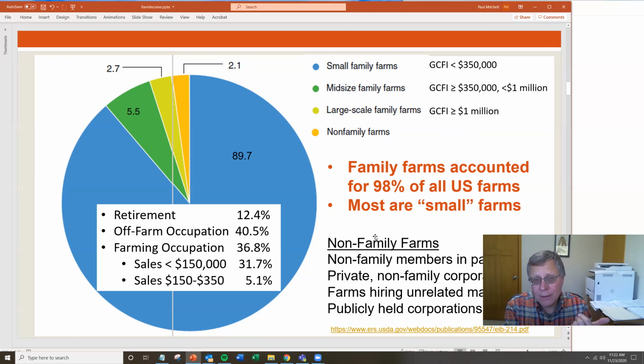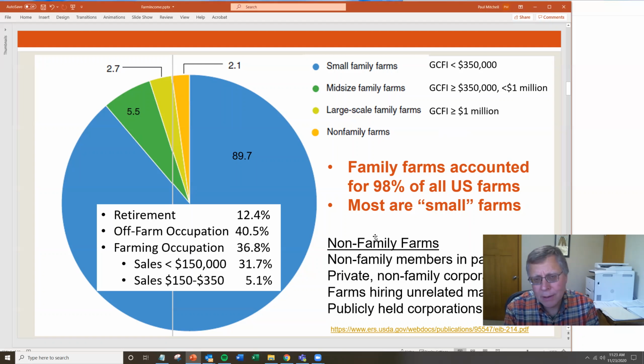And then you've got the last two categories. There are farms hiring unrelated managers. So this might be somebody who has a full-time job or is busy or lives farther away, and they consider themselves a farmer. They own and operate a farm, but they don't actually do it themselves. They hire somebody else to manage that land for them who is not a family member.